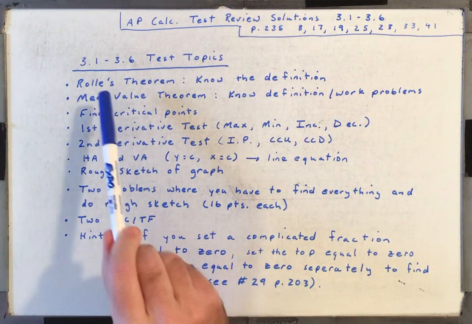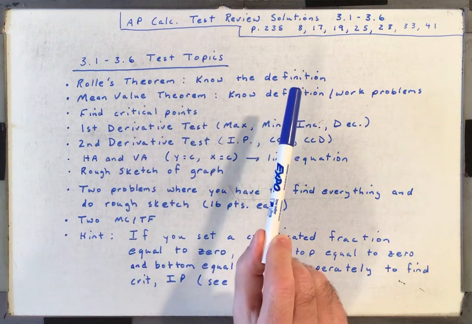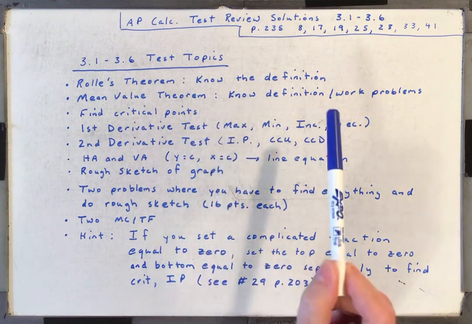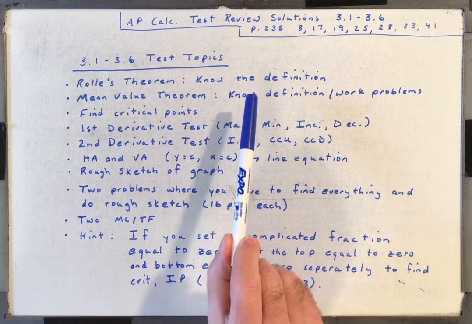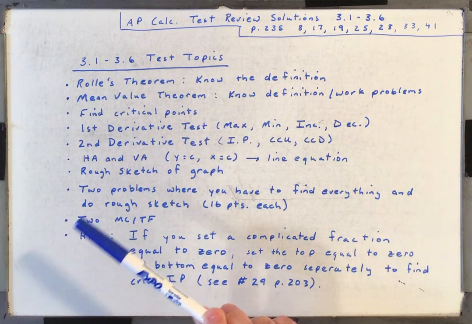As far as Rolle's theorem goes, you need to know the definition, but with Rolle's theorem, you just set the derivative equal to 0, which is another way of saying find the critical point. So just know the definition, but I'm not going to ask you to work a problem because you'll be finding critical points throughout the test.